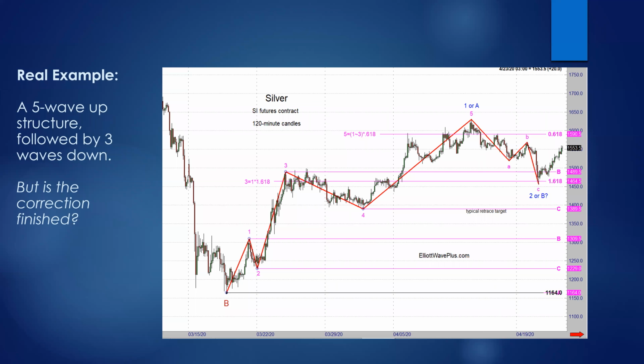But the 3-wave correction was admittedly fairly brief in comparison with the duration of the 5-wave up structure. So the question is, is this correction finished, or will it extend somehow and eat up more time before the uptrend resumes? For the great majority of Elliott wave practitioners, there's simply no high confidence answer to that question. In the real world, sometimes pullbacks are brief, and other times they are not.